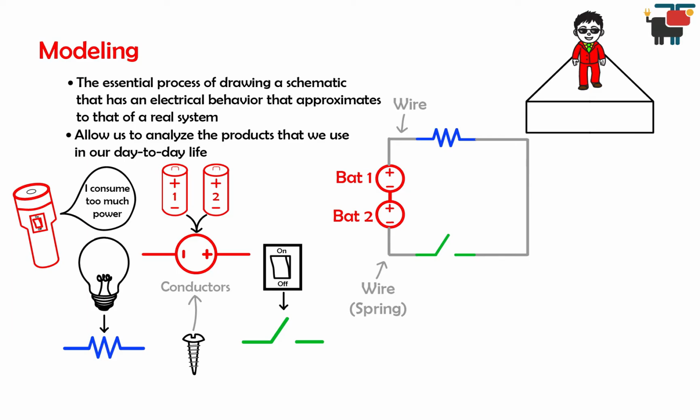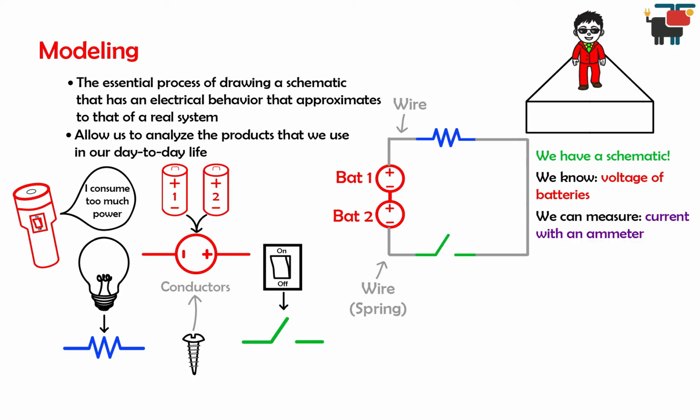Finally, we know that when the switch closes, a loop must be created for electrons to flow, so the other side of the switch must connect to the remaining terminal of the resistor. There it is, a circuit schematic that we can analyze. We know the value of the sources by looking at the rating of the batteries. The only unknown parameter is the resistance of the light bulb. We can use an ammeter to measure the current and then apply Ohm's law to find the resistance.